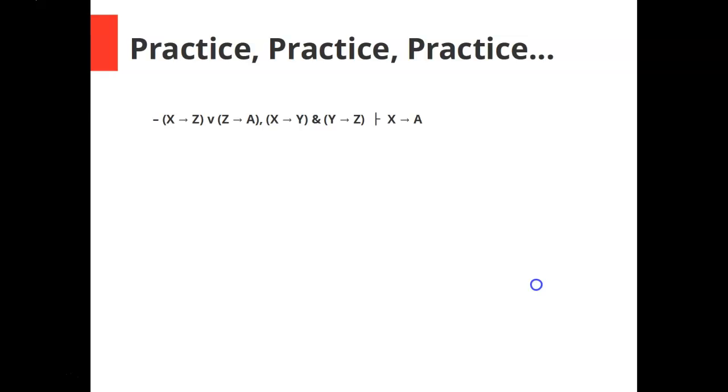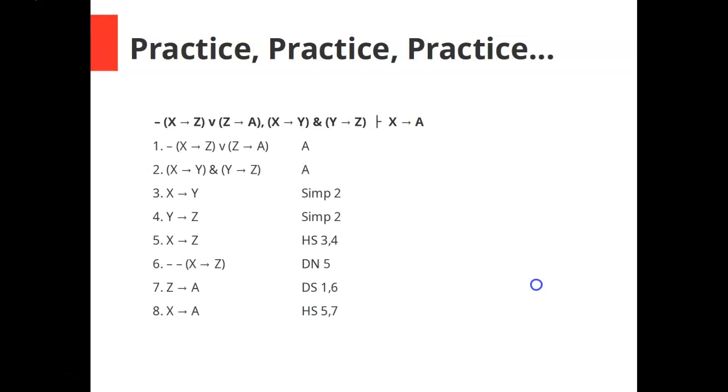Here's one more example. Lines 1 and 2 are our assumptions. We simplify out 3 and 4 from line 2. 5 is hypothetical syllogism from 3 and 4. If X then Y, if Y then Z, therefore if X then Z. Again, that double negation.